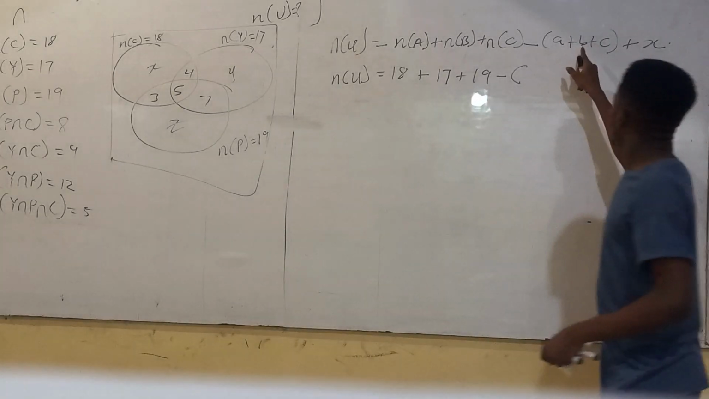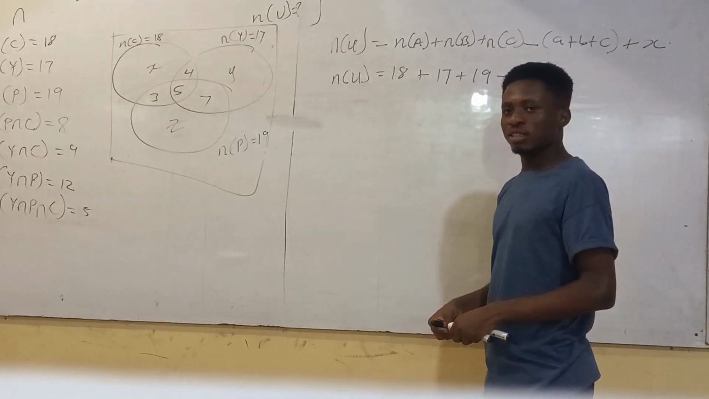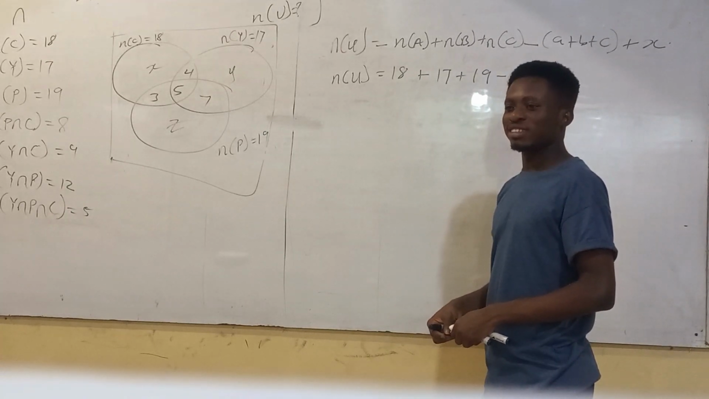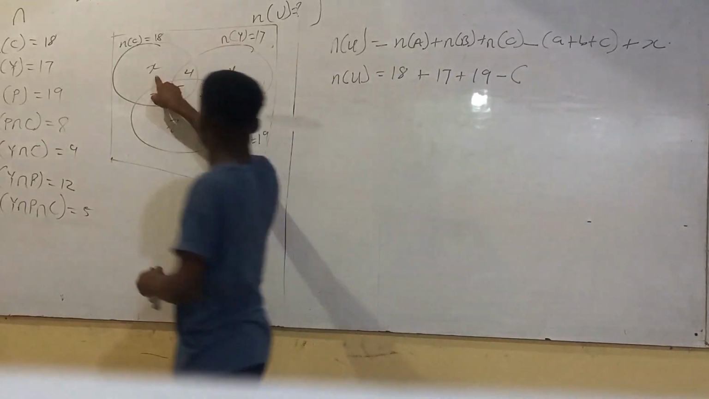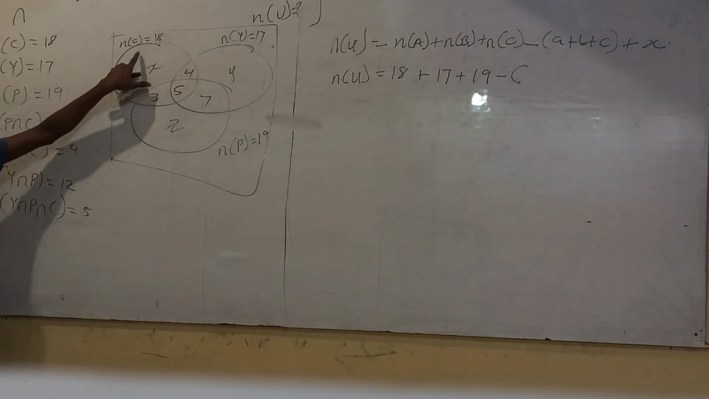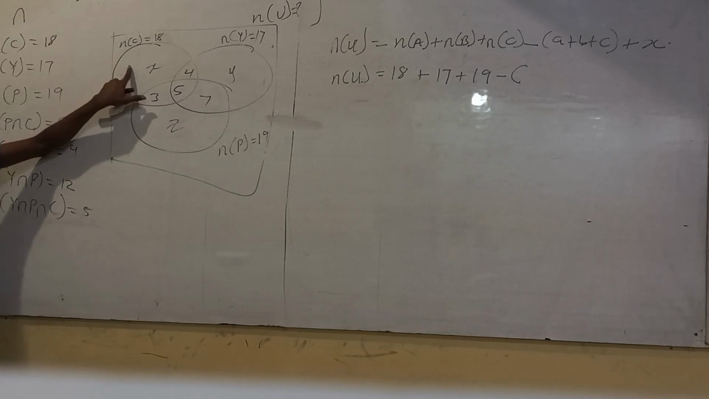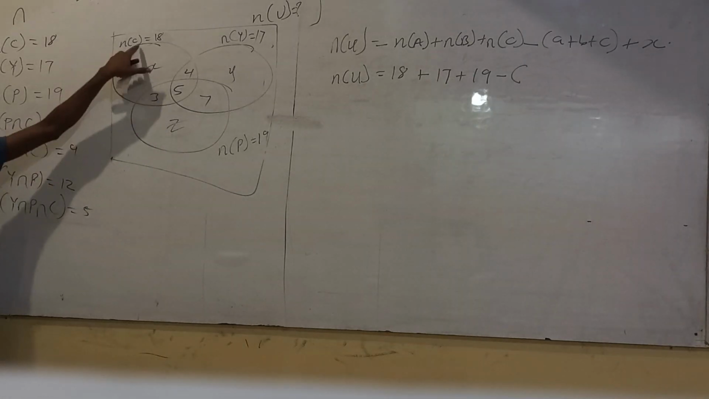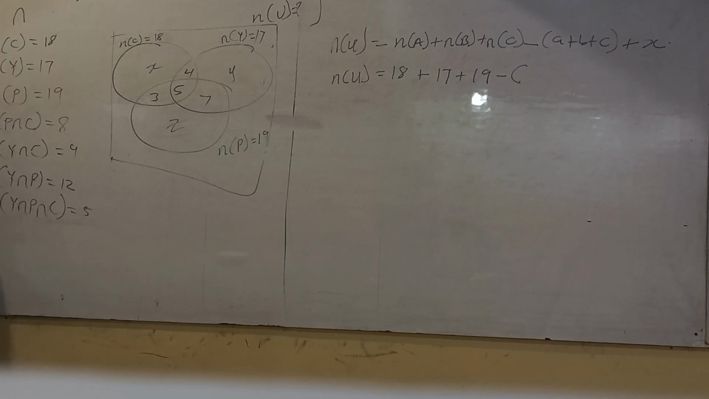So A, B, C. Which one is A, B, C? 2 subjects. 3, 5, and 7. No, that's 1 subject. Look at 2 subjects. You can see that this X is for only C, which means there should be an intersection before it's having 2. Okay. You get it?